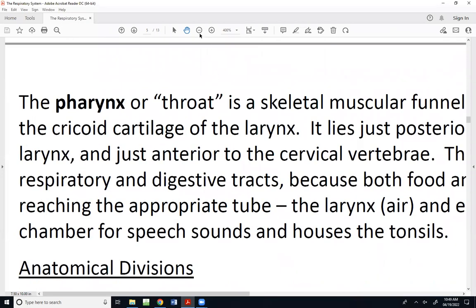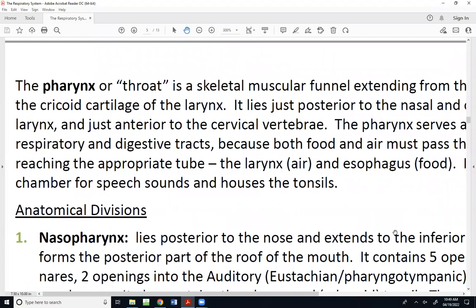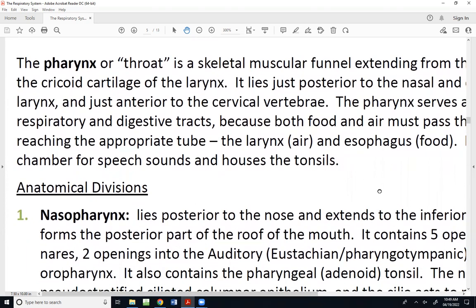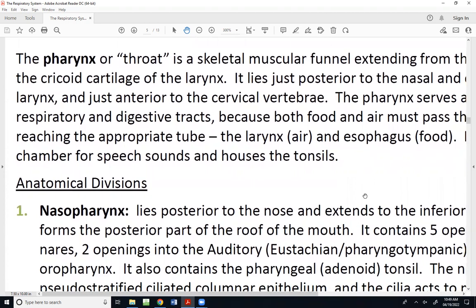All right, we'll start with the pharynx on Tuesday next week. I don't want to start it. There's a lot to get through on this slide, and we've only got a few minutes. So we'll start fresh with the pharynx, or our throat, as we will commonly call it, when I see you guys in a week.